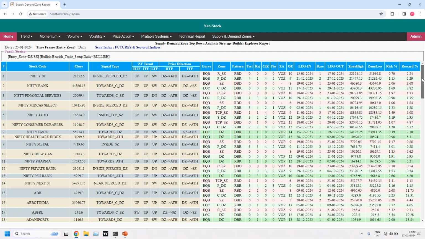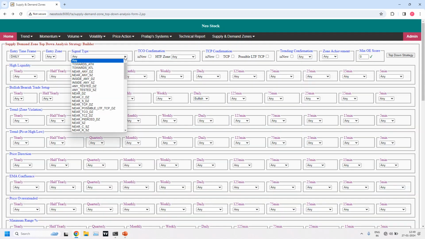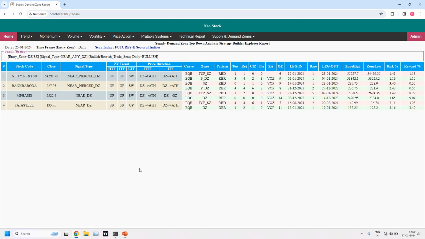So it's a very big list. What is the best way to further filter this? Find the stocks near a demand zone. So I am selecting near any demand zone, but here the condition is bullish trade setup. Now 4 stocks are filtered. These 4 stocks are near the demand zone.